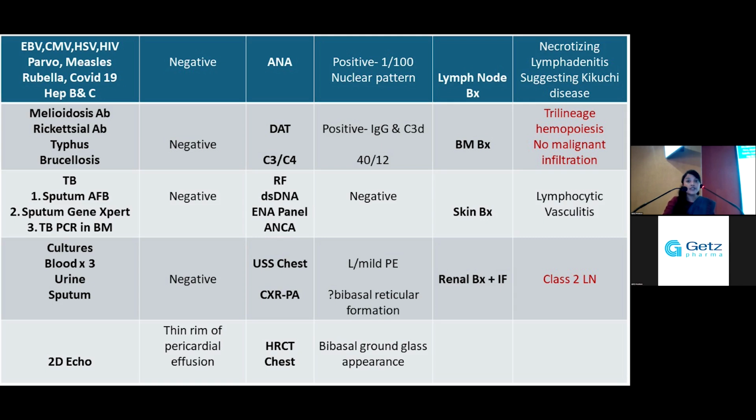As the patient had a generalized lymphadenopathy, a lymph node biopsy was arranged, which showed necrotizing lymphadenitis suggestive of Kikuchi disease. And the bone marrow showed trilineage hemopoiesis without hemophagocytosis, and there was no malignant infiltration. And as the patient had a nephrotic range proteinuria, a renal biopsy was arranged, which showed class 2 lupus nephritis.